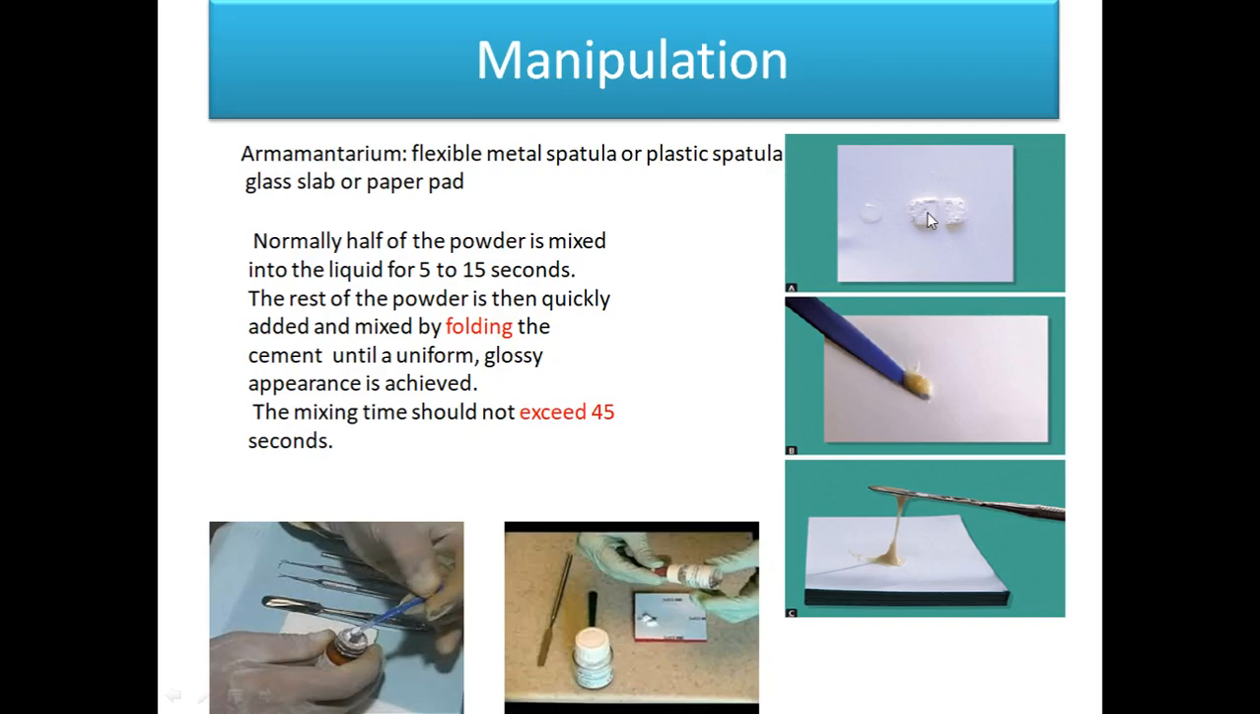First, the one half is added and mixed thoroughly, and then the other half is added and mixed by using a rolling or folding method, such that all particles get incorporated into the liquid, and this is the consistency. The mixing time should not be more than 45 seconds, and this leads to the formation of the luting consistency.